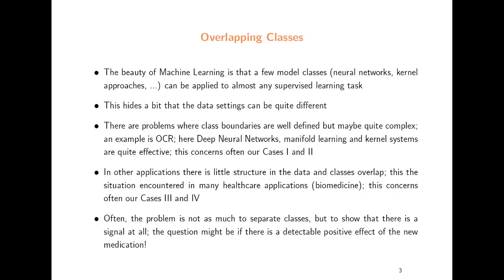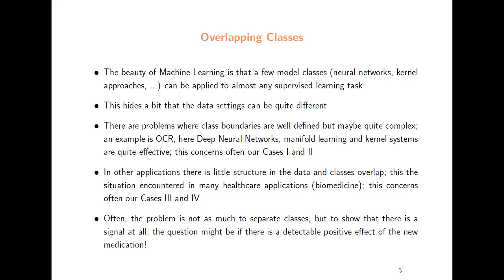For example, there are problems where class boundaries are well defined, but maybe quite complex. An example is optical character recognition. So here deep neural networks and manifold learning in kernel systems are quite effective, because the boundaries between the classes might be quite complex, but there's little noise in the data, in the sense that a human in, let's say, 99% of all cases can give the correct label. So this is the situation where we say the classes are separable, but the class boundaries might be quite complex. And that's why we also made these distinctions between cases 1, 2, 3, and 4.